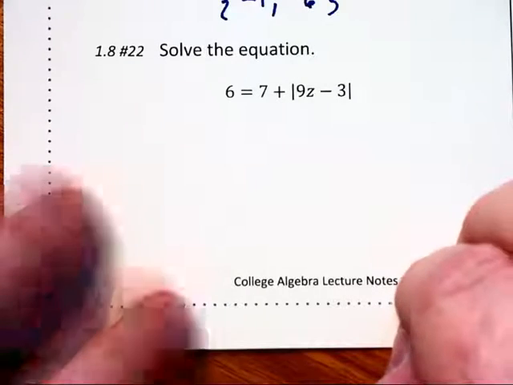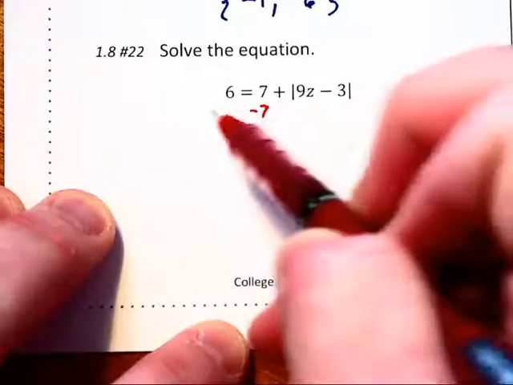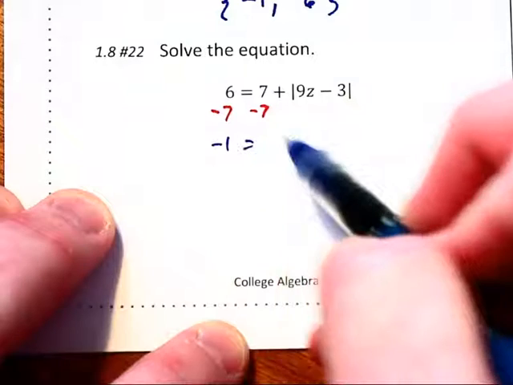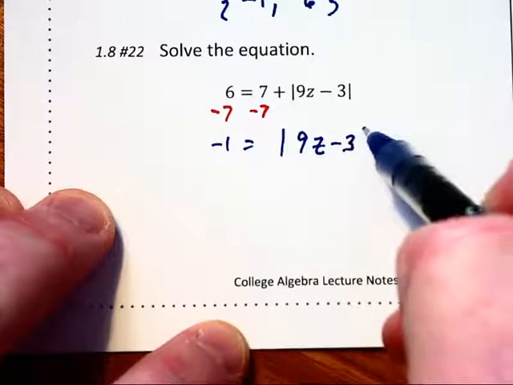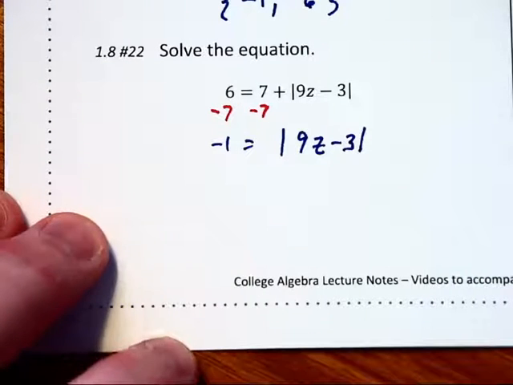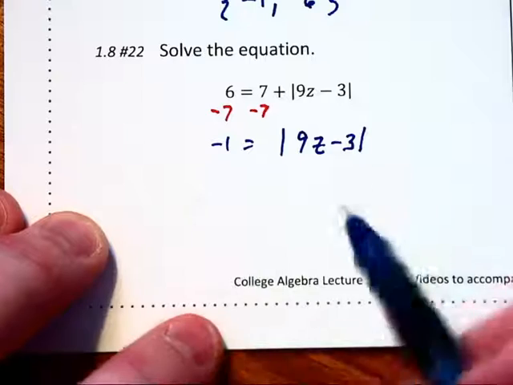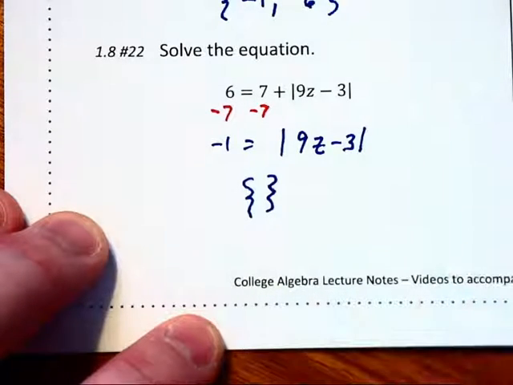In this next problem, we want to isolate the absolute value first, and we begin by subtracting 7 on each side. We get negative 1 equals the absolute value of 9z minus 3. But if we are observant, we notice that an absolute value cannot equal a negative, and so no answer is possible, and we have the empty set as our solution set.